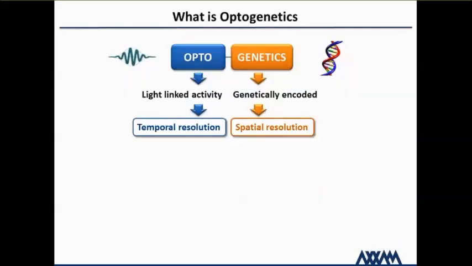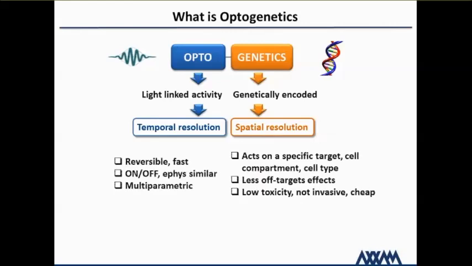The word optogenetics describes a technique which uses genetically encoded elements whose properties are modulated through light. These two aspects deliver the concepts of spatial resolution and temporal resolution, respectively. If you use the light to control a cellular process, this means that you can control the duration and the frequency of your target stimulation.